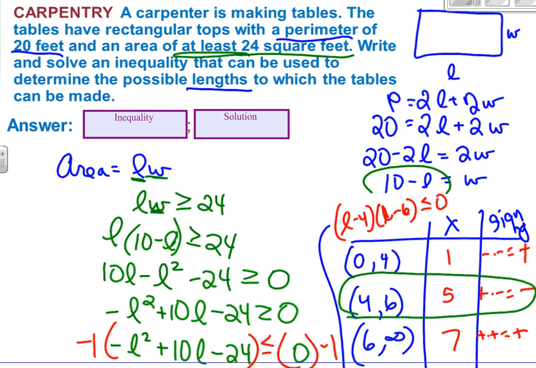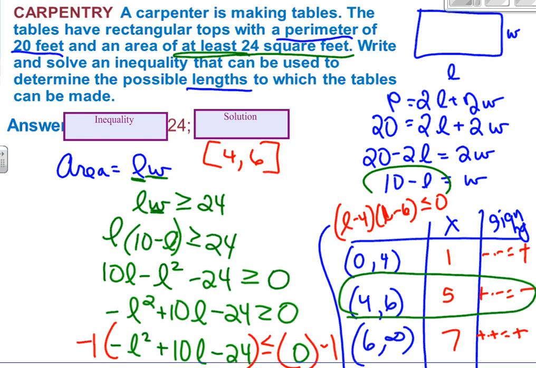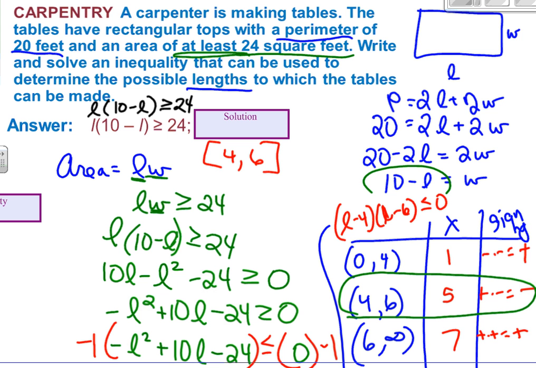This is write and solve an inequality that can be used to determine the possible lengths to which the tables can be made. And so we can include those zeros. So our solution is the interval from 4 to 6. They're not undefined or anything like that. And so I'll show, here's our inequality. This is L times 10 minus L is greater than or equal to 24. And then our solution is 4 to 6 feet if we put that in terms of the actual lengths of the rectangle. So that's what we're doing in that type of problem.